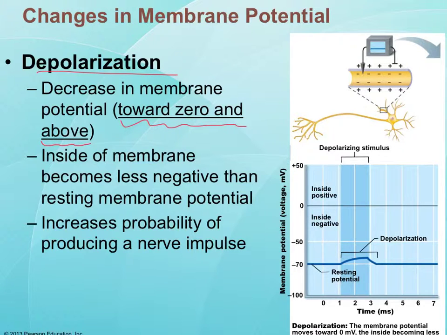In that condition, the membrane potential will change towards 0 and above. If you see the curve here, the y-axis is the membrane potential, which starts at -70. That's the resting membrane potential. Any curve that goes up, as long as it goes towards 0 or above 0, is depolarization. We measure the inside of the membrane, and anything that increases will depolarize the cell membrane. This depolarization normally increases the probability of producing a nerve impulse, which is an action potential.